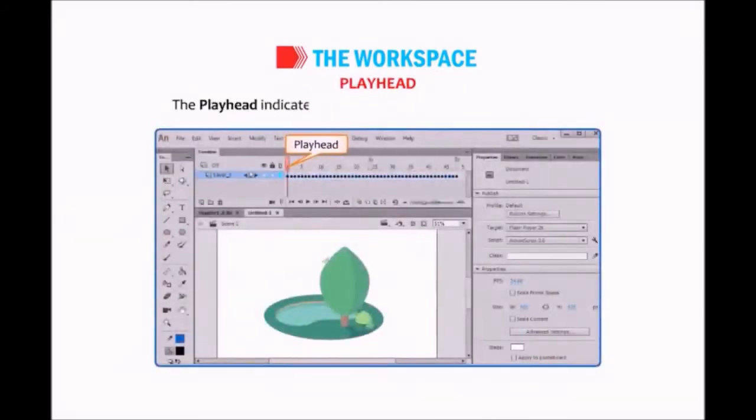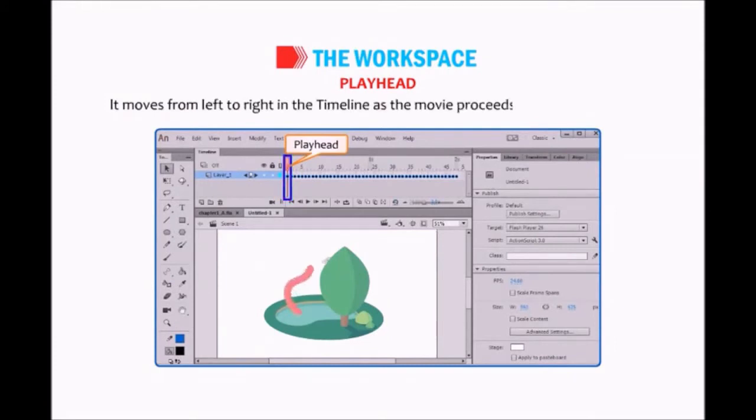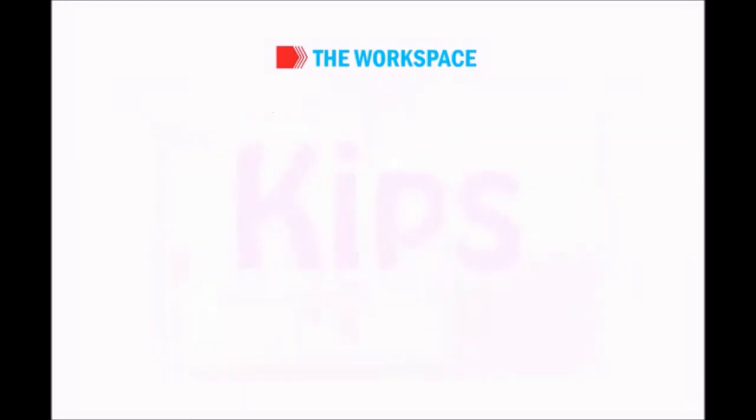Playhead. The playhead indicates the current frame displayed on the stage. It is represented by a red frame and red vertical line below it in the timeline window. It moves from left to right in the timeline as the movie proceeds through the frames. The speed of the playhead's movement is based on the frame rate setting.